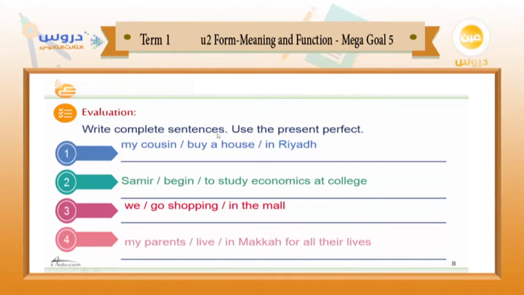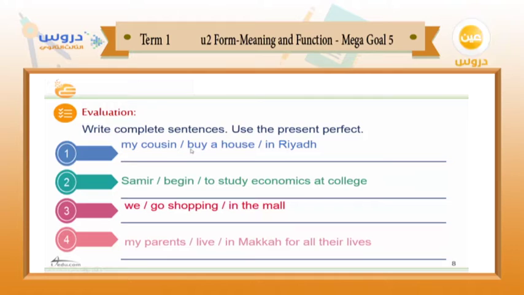Let's see how you understand what I have said. Write complete sentences. Use the present perfect. Here we have four sentences. I want you to write complete sentences using the present perfect. Don't forget the grammatical structure is has or have plus verb 3. Now let's start with the first one. Here we have my cousin.